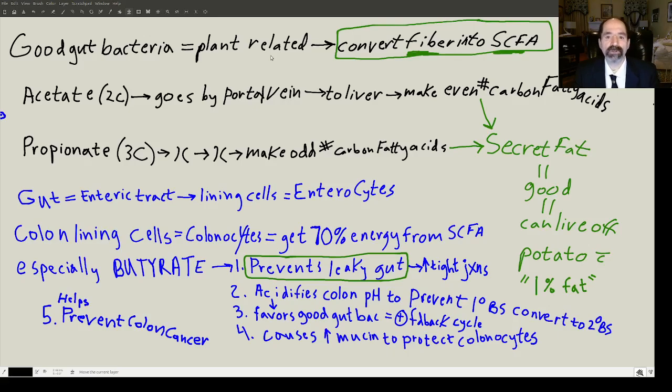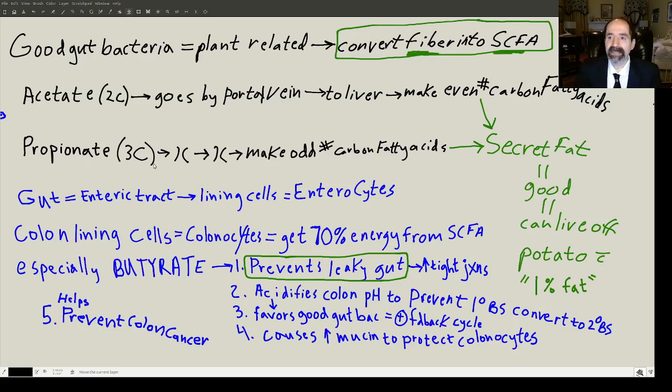They will convert some of the fiber into short-chain fatty acids, the ones we just talked about: the 2-carbon acetate, 3-carbon propionate, and the 4-carbon butyrate. And again, when I end in -ate instead of -ic, that just means the hydroxyl group has become deprotonated, which is a common thing. Okay, the gut is called the enteric tract, so the lining cells are called enterocytes. Cyte means cell. In the colon, the lining cells are called colonocytes.